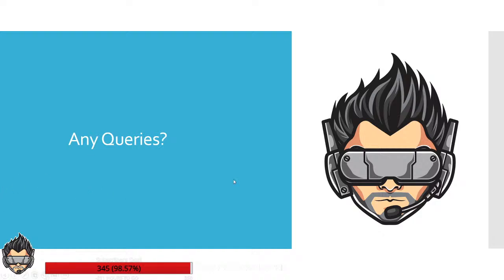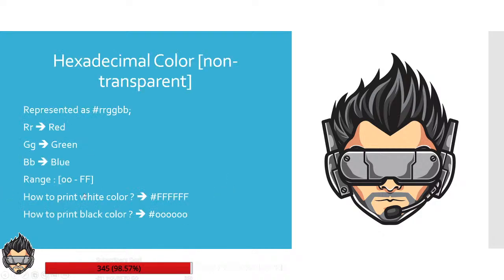So I'll go on to the next slide. The next concept we are going to cover is the hexadecimal color. As the name suggests, the values range from 00 to FF, FF being the highest. In RGB, we saw that the least value is 0 and the highest is 255. But hexadecimal is still represented in RRGGBB format, where the first two values are for red, the second two for green, and the third two for blue.